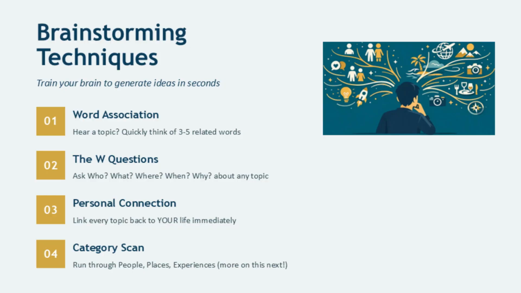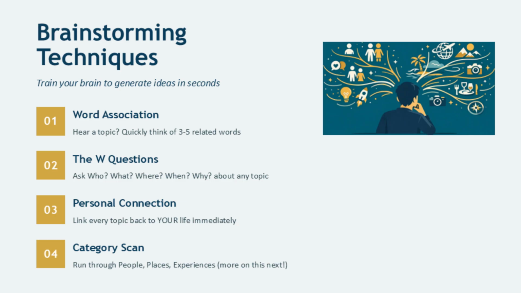With the brainstorming technique, it's a storm that happens in the brain, right? You're thinking about ideas, you're thinking about associating words with the topic that you've heard about. So word association is there. Then you're asking your W questions, the why, where, what, who, about any topic, just to generate ideas. Also personal connection. You're looking for a story, something that happened in the past that can connect to this topic that you are going to be sharing about.